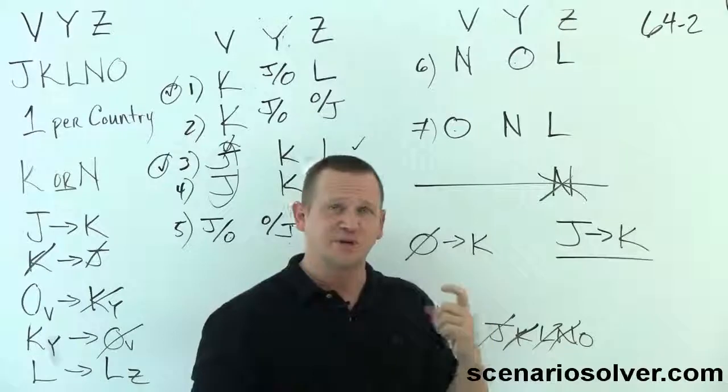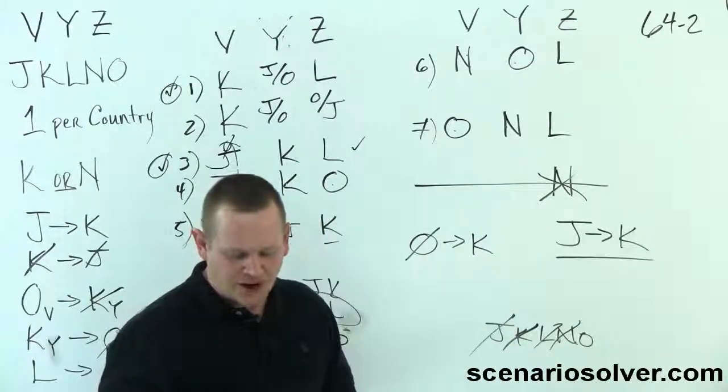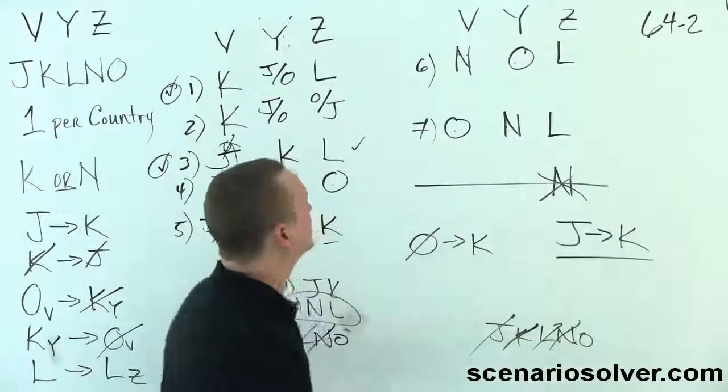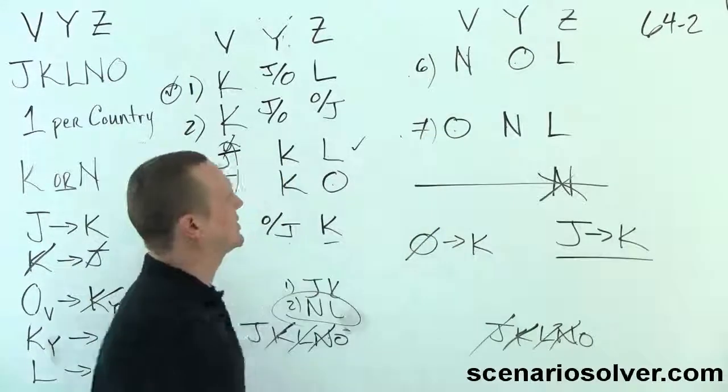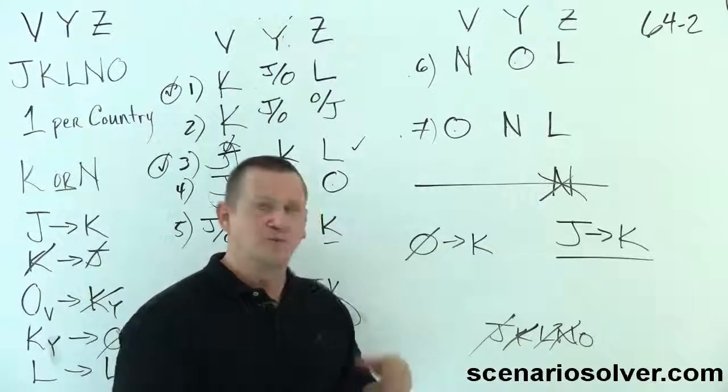So far it's between C and D for us. Let's look at E real quick. N and O are not both assigned to ambassadorships. Well, that just breaks these scenarios right here. So we know for a fact that E's out. So long story short, we're between C and D.